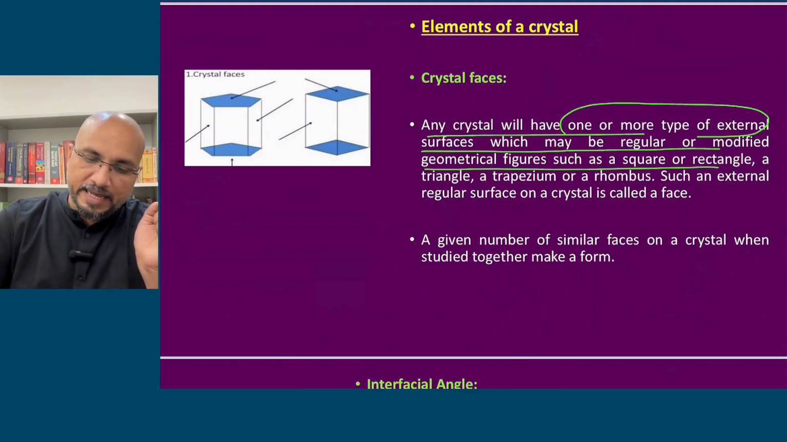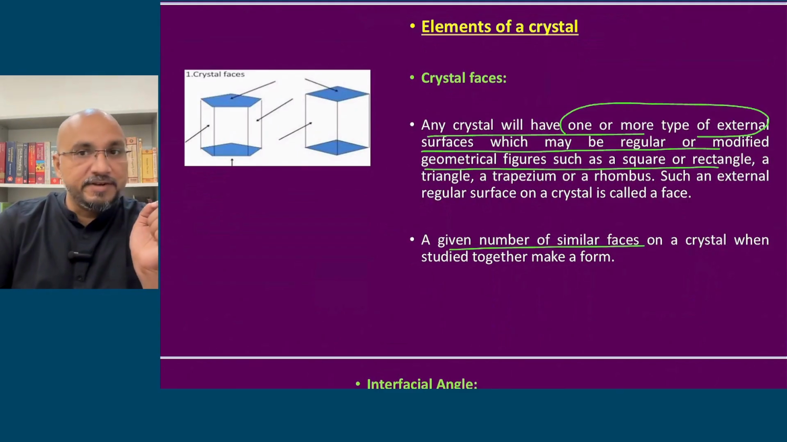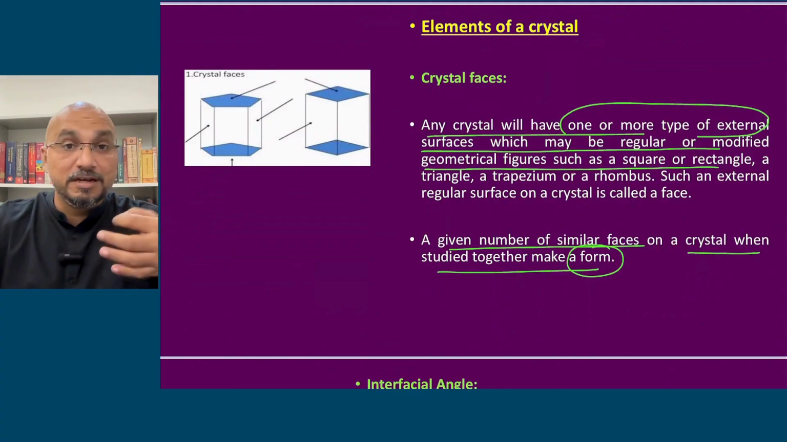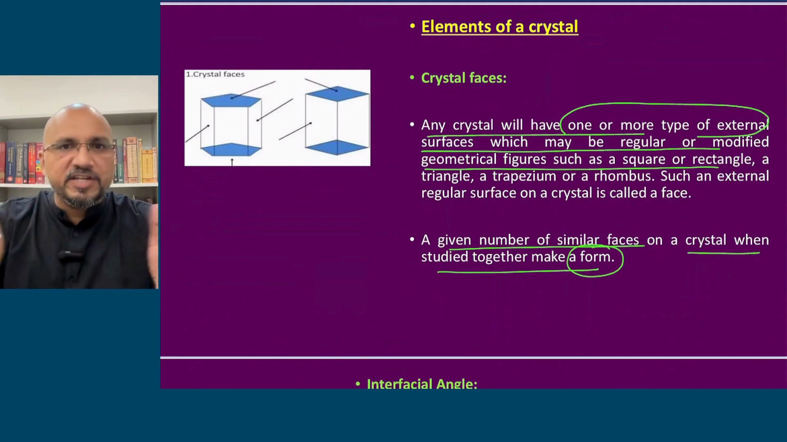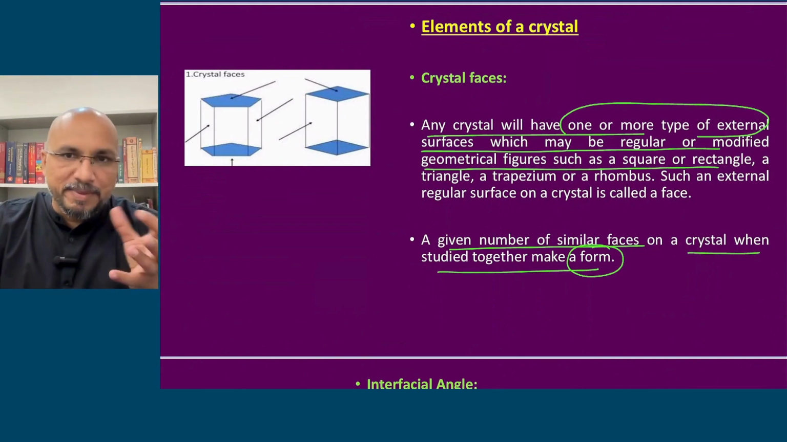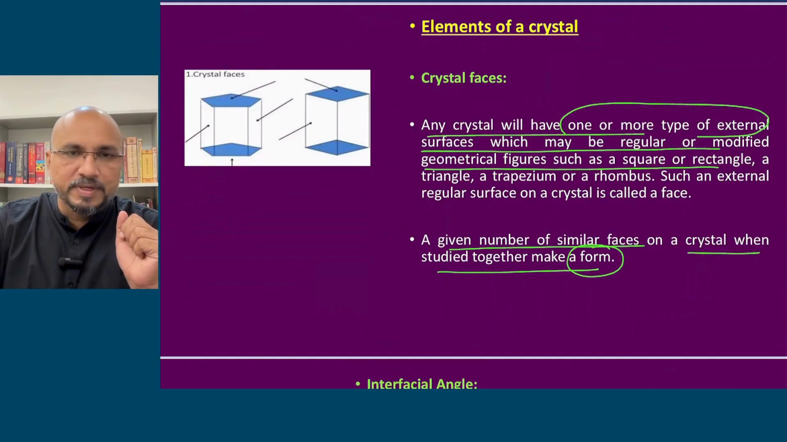A given number of similar faces on a crystal, when studied together, makes a form. So when we say crystal form, what do you mean by form? It is the shape of the crystal. क्रिस्टल का शेप कैसा है? पिरामिडिक है, प्रिज्मेटिक है, कैसा है शेप उसका? Okay, so pinacoid is a form. What is the shape of the crystal?